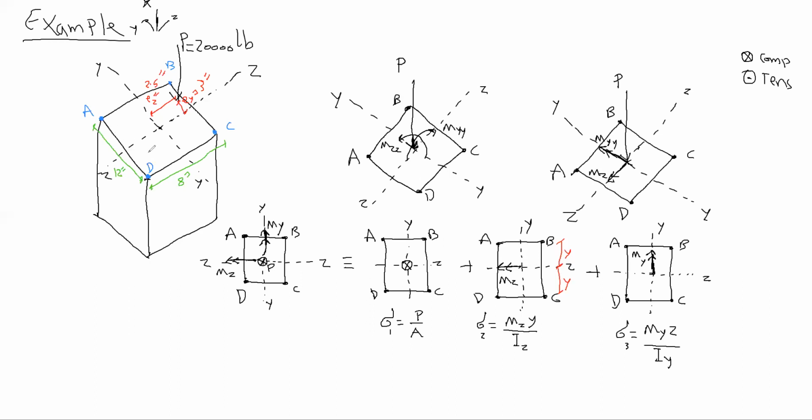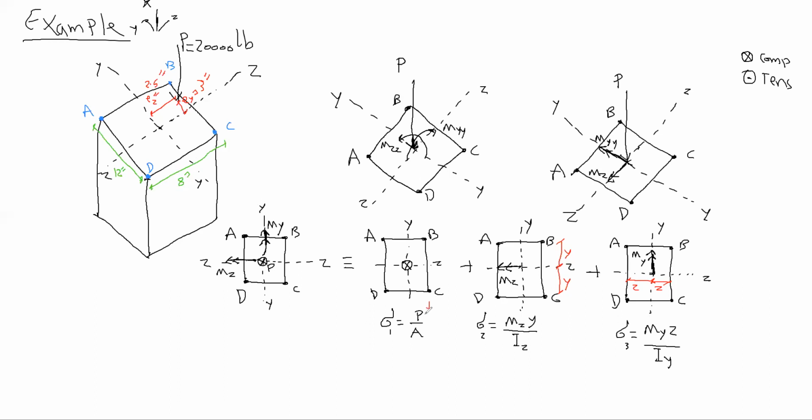For Z, for A and D it's this one, and for B and C it's this one. What is Z here? It is 4 inch, because the total is 8 inch, and half of that is 4. So it's very easy now, we don't need much more calculation.